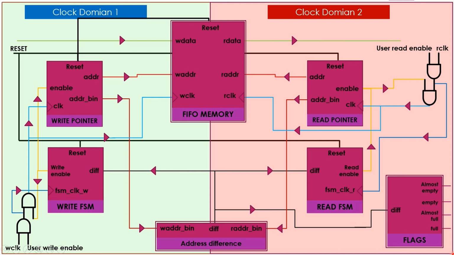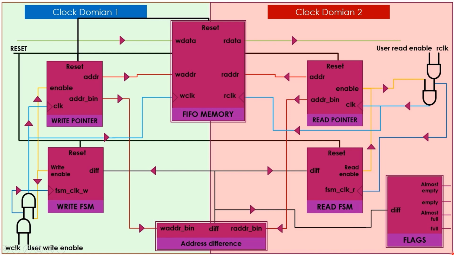At this point, the full flag will go 1. The almost full flag goes 1 when the write address pointer is just one address behind the read address pointer. The write address pointer will not move until the read address pointer has caught up to the write address pointer. When the read address pointer catches up to the write address pointer, the empty flag will go high and the system will start working again in its usual state.